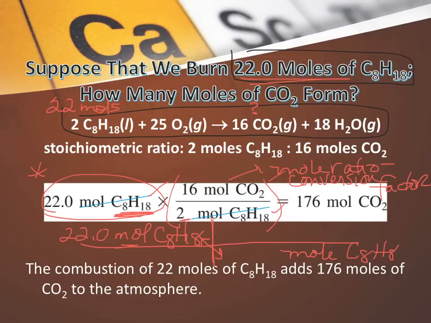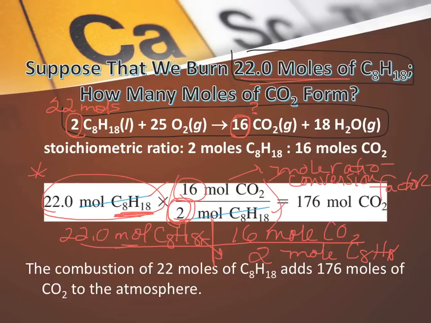And what number goes in front of C8H8? The coefficient in the balanced reaction. So 2 moles of C8H18, whoops, that's 18, gives 16 moles of CO2. And that CO2, the 16 comes from here. And this problem is that simple.